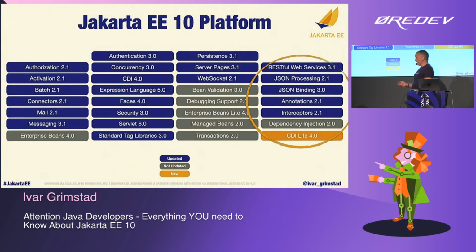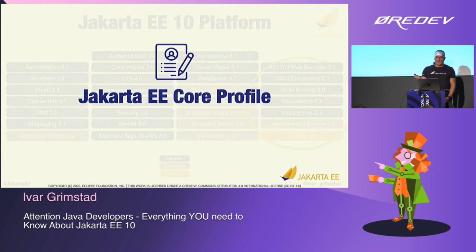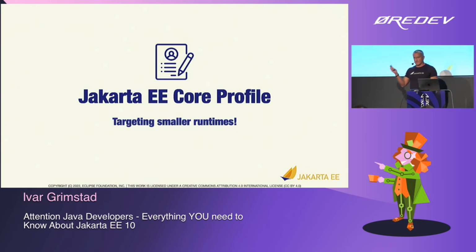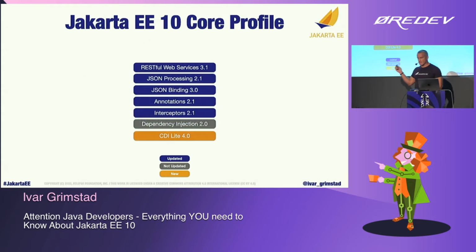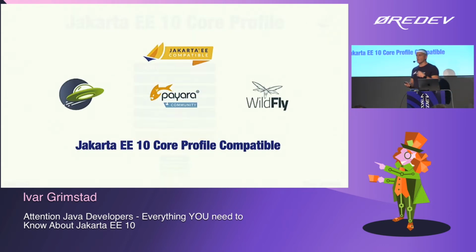The next thing I'm going to talk about is the core profile. And the key about the core profile is to target smaller runtimes. And these stacks, as I mentioned before, are typically microservices or RESTful endpoints. You would need some JSON processing and binding and some glue to keep it all together, and CDI Lite, which will come into why CDI Lite is important here.